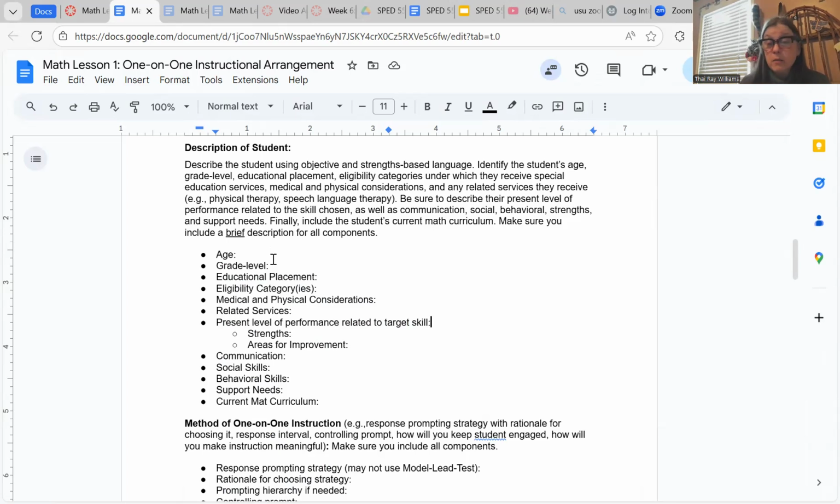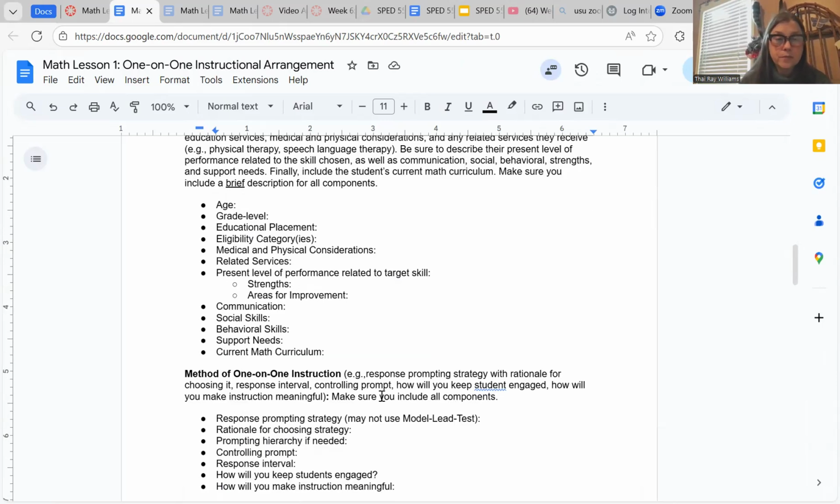What kind of supports do they need? Do they need manipulatives? Do they need highlighting? And what is their current math curriculum? What is the current math curriculum that they are using? If they're not using one, you can say there's not one, teacher made.